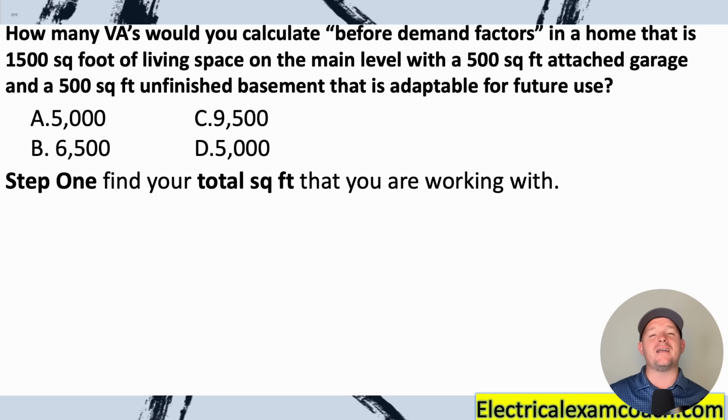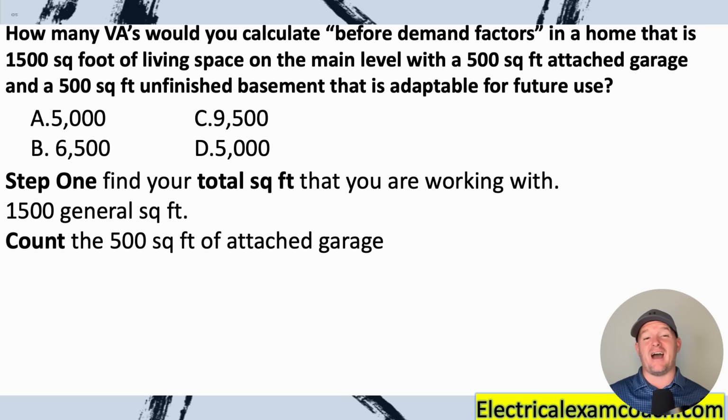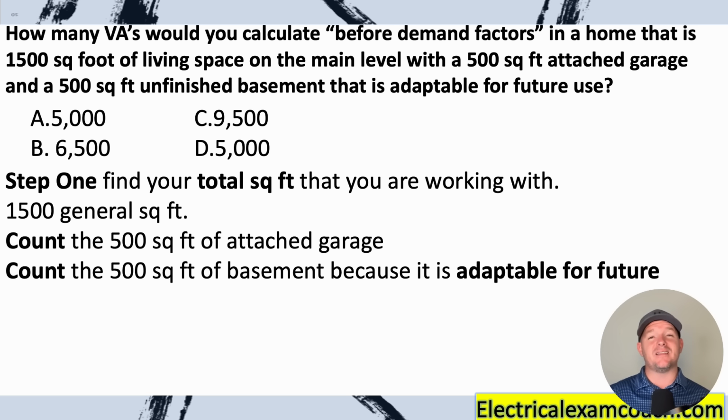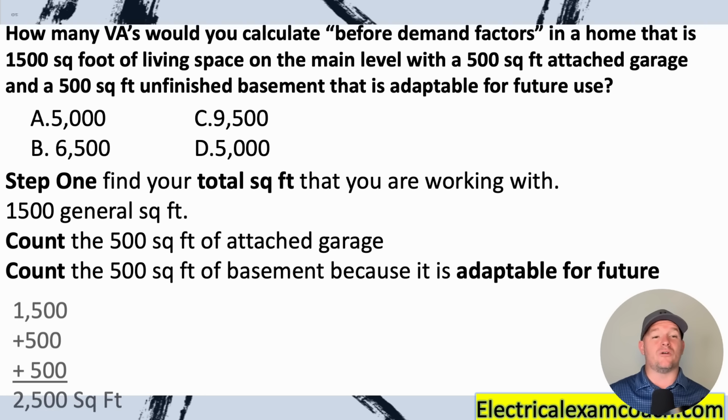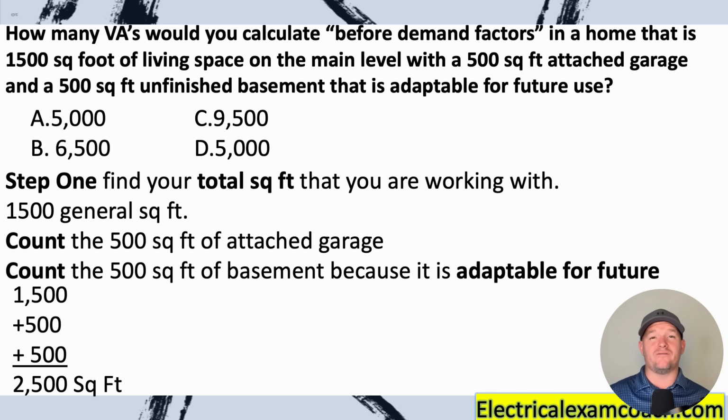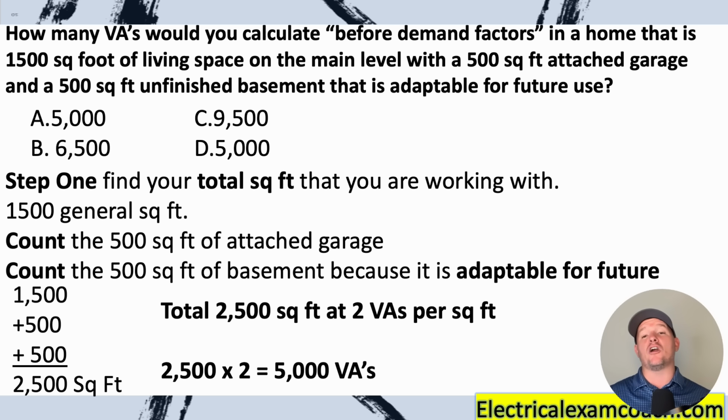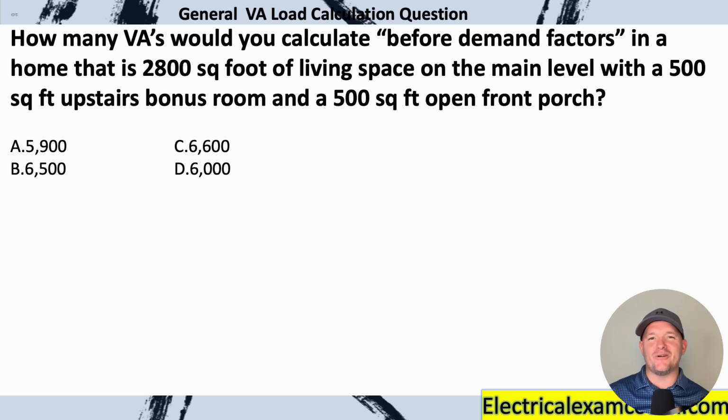Step 1, we're going to find the total square foot that we're working with. Well, we know we're going to have the 1,500 general. We know that we're going to have the 500 attached garage, and we're also going to count the unfinished basement because in this case, it says it is adaptable for future use. When we total that all up, it equals 2,500 square foot. When we take and multiply by our 2 VAs per square foot, we learn that the total on this before demand factors is 5,000 VAs. And you would select D. Great job. Let's do another.